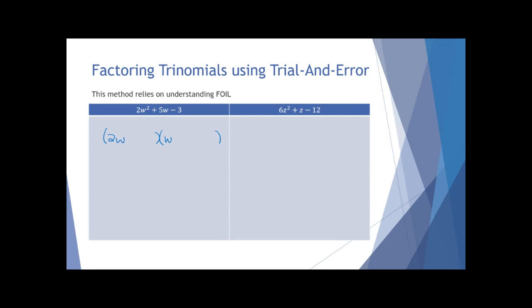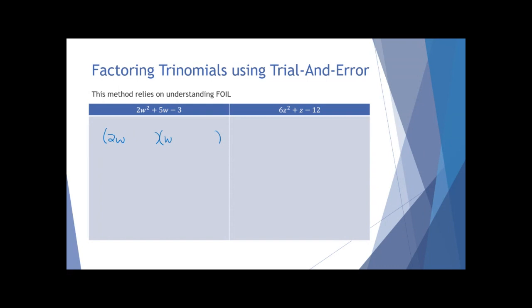Now, my last number, the constant, is negative, and I'm adding a positive, so I need opposite signs. But here's the problem. I don't know which of these is positive and which is negative. Is it the 2w that has the positive or the 2w that has the negative? When they were both w's, it didn't matter. But now that they're not the same, it matters. And so now we have to consider where the signs go in addition to what the numbers are.